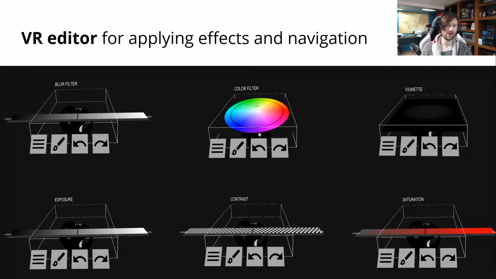To facilitate the authoring of view-dependent effects, we built an in-headset VR editor that allows a videographer or video professional with the ability to apply view-dependent effects to 360-degree video. One hand controls the application of effects, while another hand controls the video playback and timeline. Here we can see the 6 effects: blur, tint, vignette, exposure, contrast, and saturation, and the corresponding effect panels for fine-tuning and manipulation.